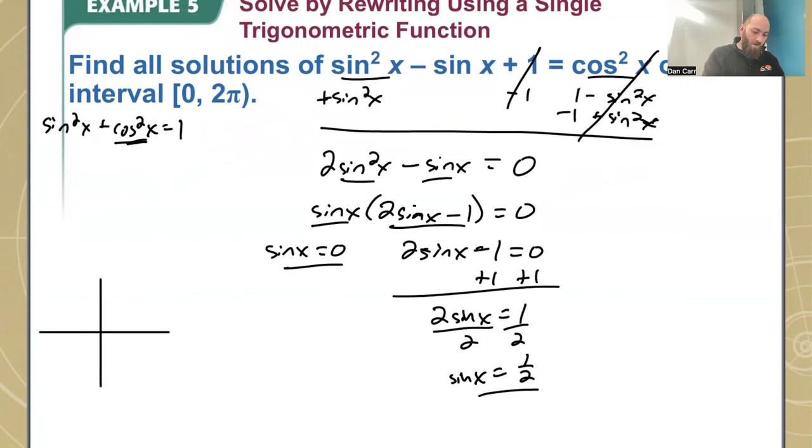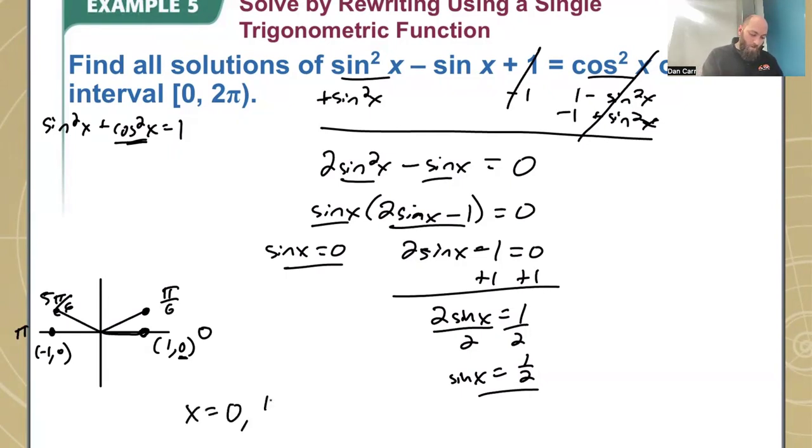Okay, so when I model this here, I'm going to get this point here is at 1, 0. There's my sine of x equal to 0. It's going to happen here. It's going to happen at pi over 6. It's going to happen over here at 5 pi over 6. And it's going to happen over here at -1, 0. Okay, so it's happening at 0 degrees or 0 radians, I should say, and at pi radians as well. So I got 4 total answers. I've got x is equal to 0, pi over 6, 5 pi over 6, and pi as my 4 answers.